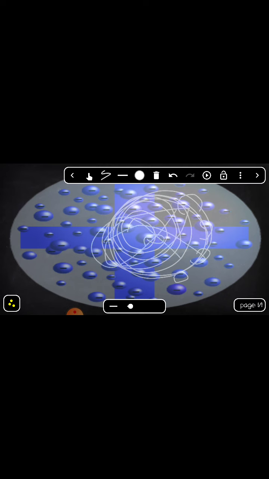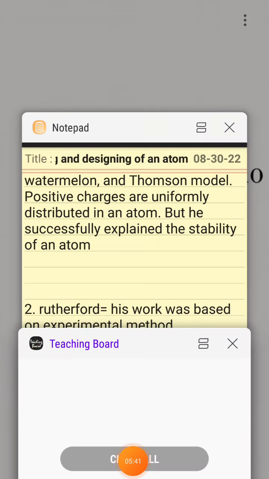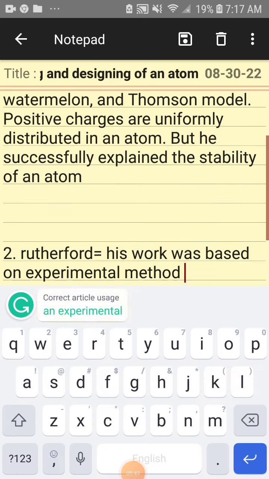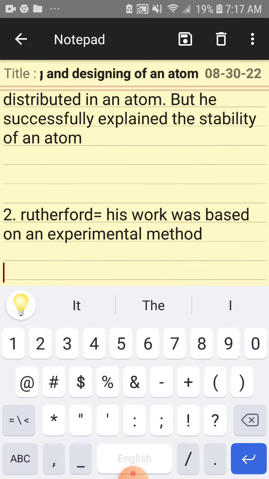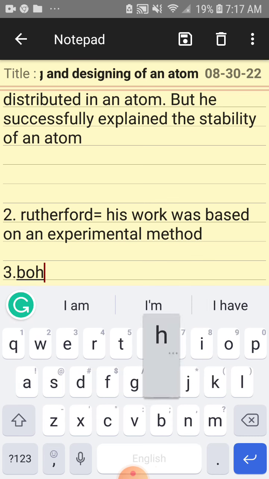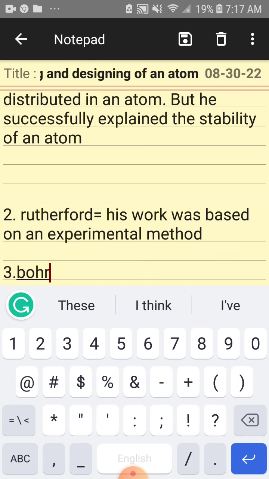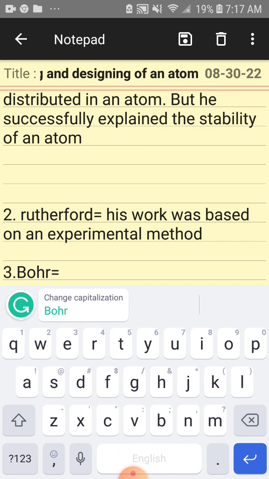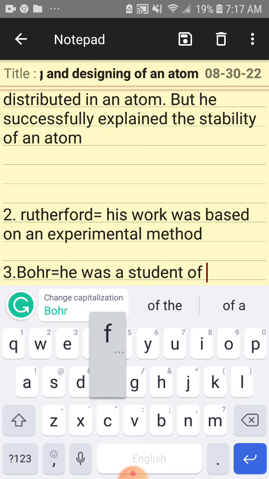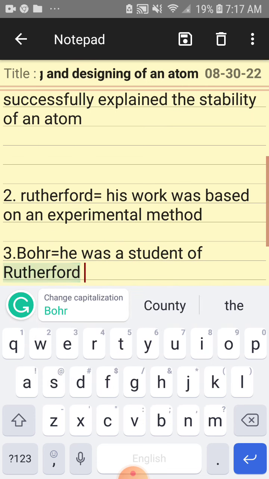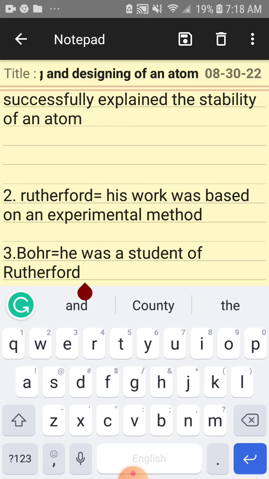So this model was rejected on this basis, that atoms actually do not perform spiral motion, right? So this model was rejected, and then we have another model, which was given by Bohr. Bohr was a student of Rutherford, right? Bohr was a student of Rutherford.